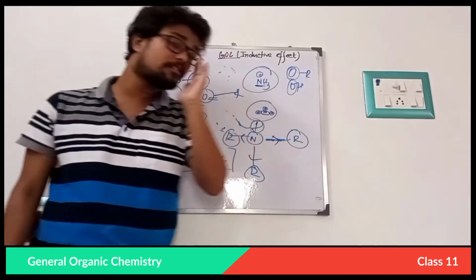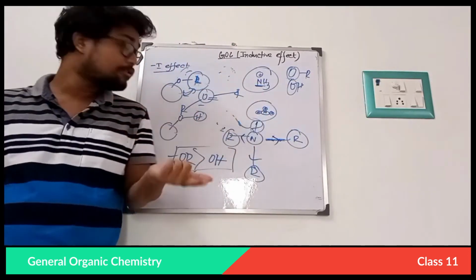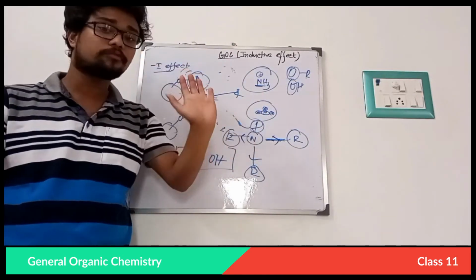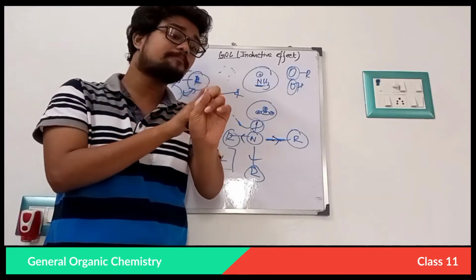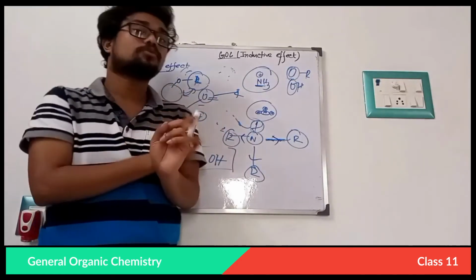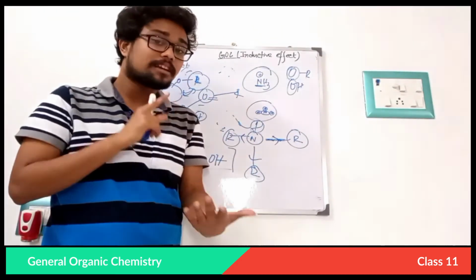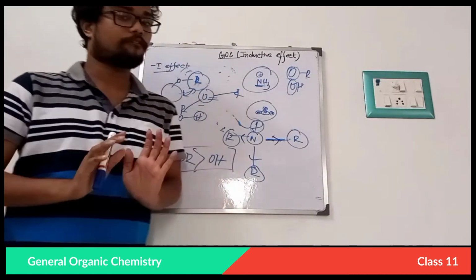This is a very important and very conceptual topic, and in this phenomenon everybody makes mistakes, so listen very carefully. The second element of period 2 will show this type of phenomenon. So NR3+ has greater minus I effect than NH3, and OR has greater minus I effect than OH. Fine.